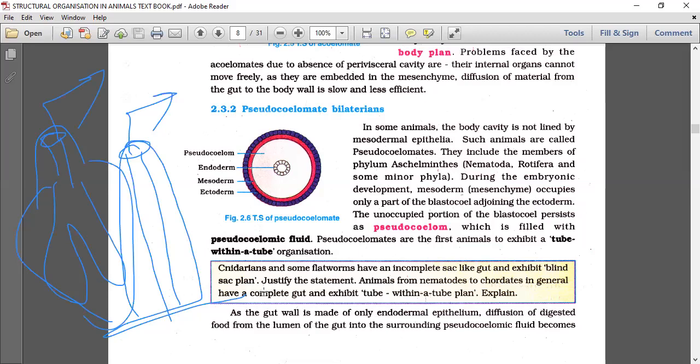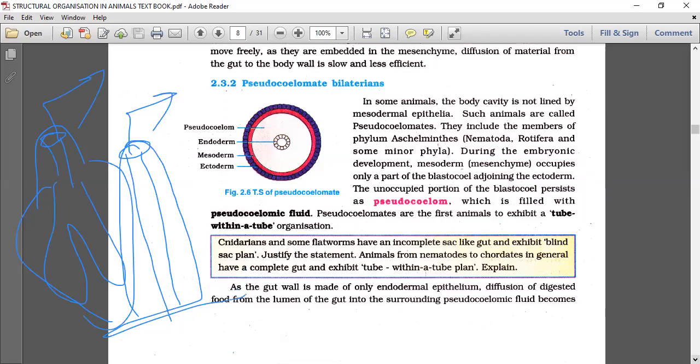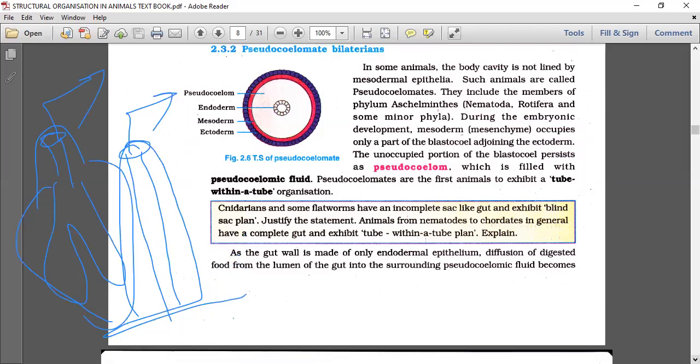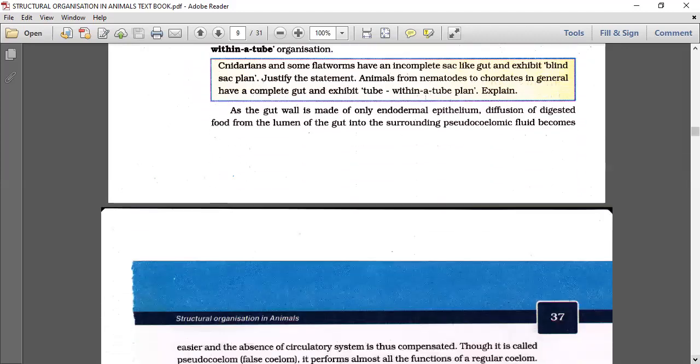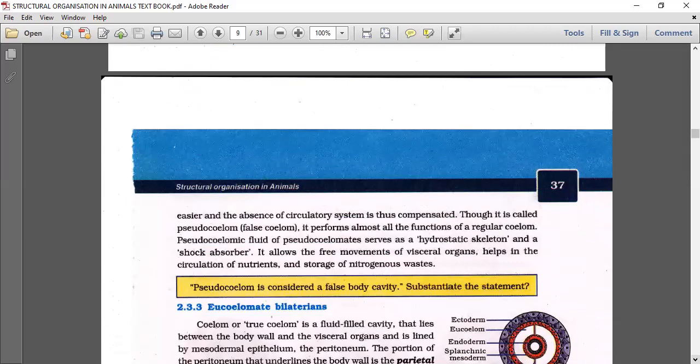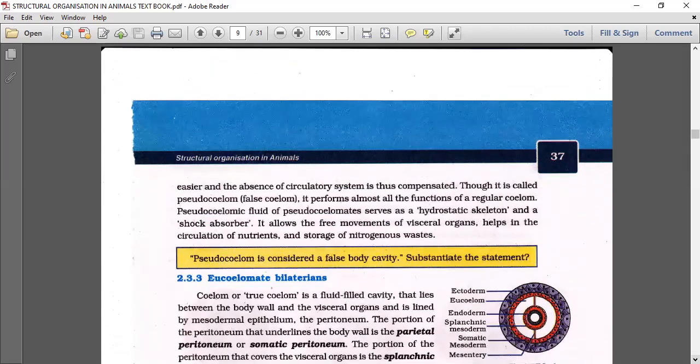Then let me continue. Animals from Nematoda to Chordata have a complete gut. We discussed this. They exhibit a tube within a tube plan. Since the gut wall is made of only endodermal epithelium, the diffusion of digested food from the lumen of the gut into the surrounding pseudocoelomic fluid becomes easier, and the absence of a circulatory system is thus compensated.